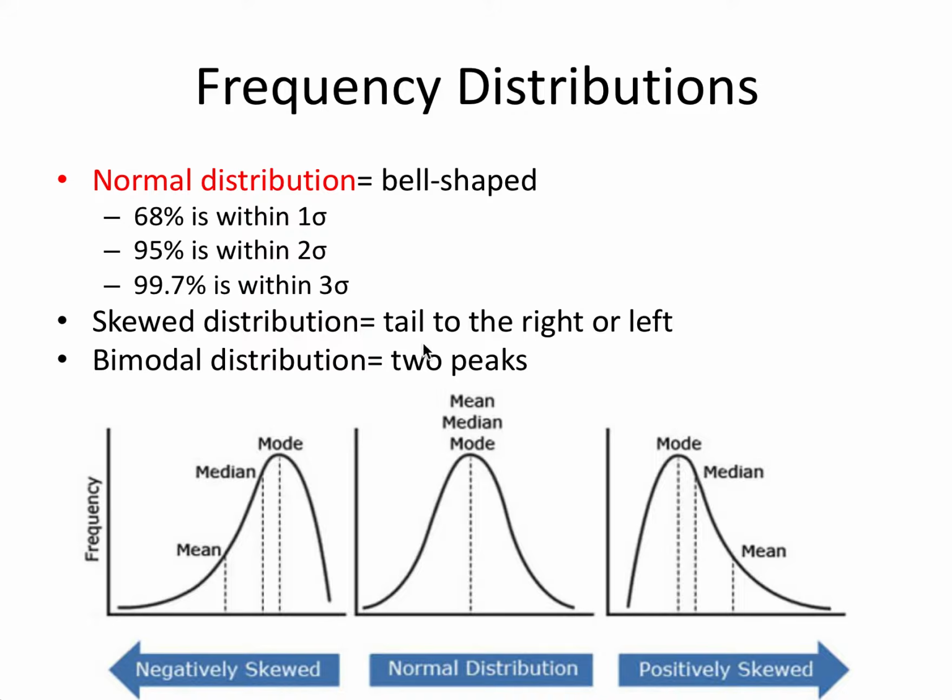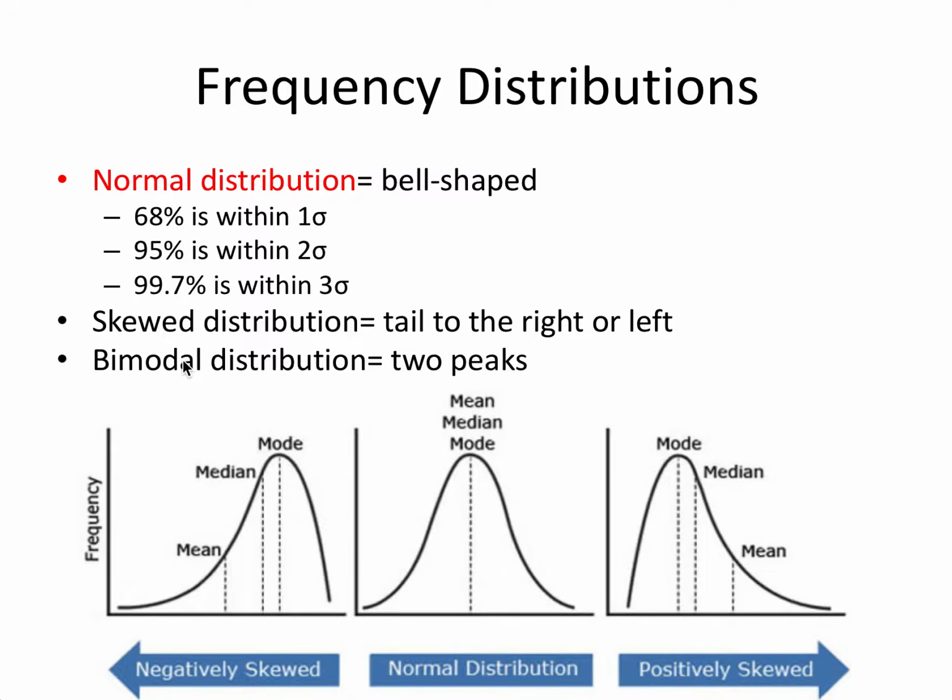If we go 2 standard deviations away, we have 95%. If we go 3 standard deviations away, we have 99.7% of the subjects. And I don't think you necessarily have to memorize these numbers. And if you don't understand standard deviation right now, don't worry about it. We're going to be talking about it in just a little bit.